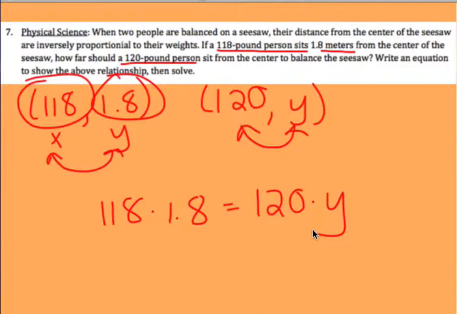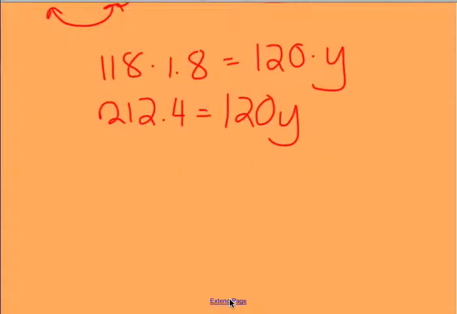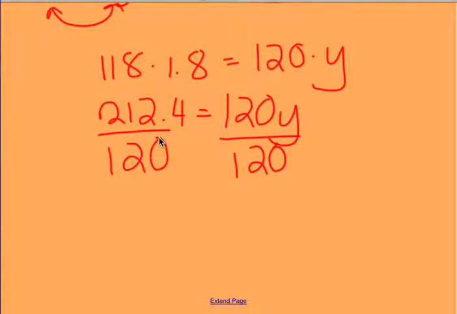Well, 118 times 1.8 is going to give me 212.4, and that's going to be equal to 120y. So now I need to solve that for y. So I'm going to go ahead and divide both sides by 120. Now, when I do that, 212.4 divided by 120, I get 1.77 meters. As always, guys, check your rounding. If the third number is 5 or greater, you need to be rounding up, so keep that in mind.